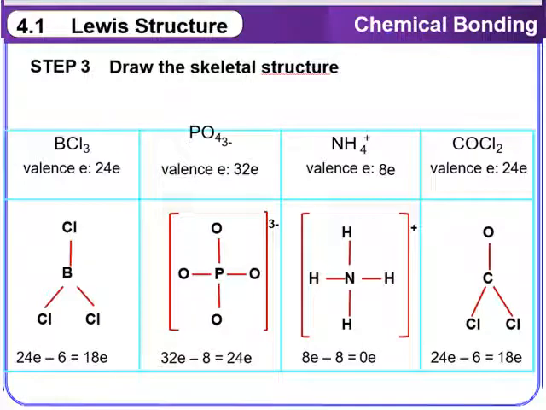Okay, continue with step number 3. Draw the skeletal structure. Skeletal in Bahasa we call rangka. So that is why just now we needed to know the central atom. Boron is the central atom. We place it in the center, tengah-tengah. Phosphorus also center. Nitrogen center. Carbon center. So the other elements, Cl3, O4, H4, OCl2, are the terminal atoms. So this means all these atoms are going to be bonded to the central atom.